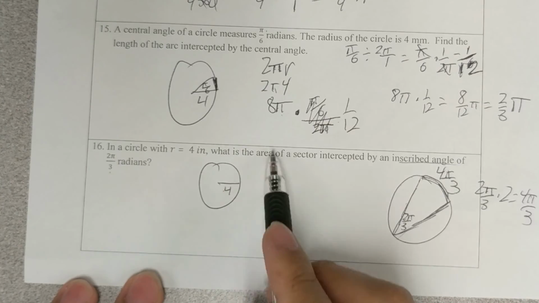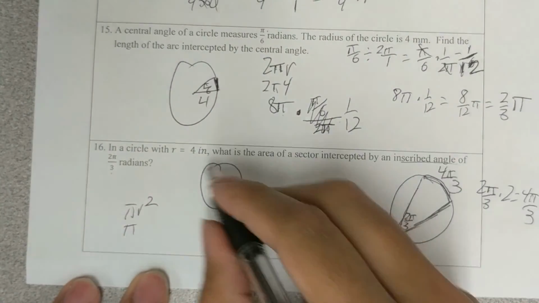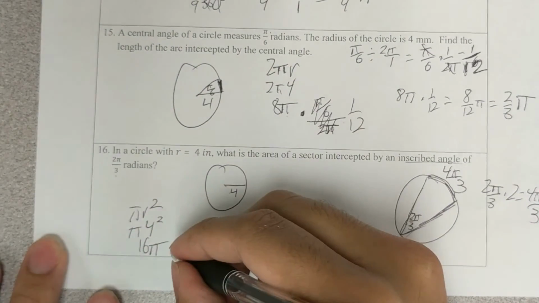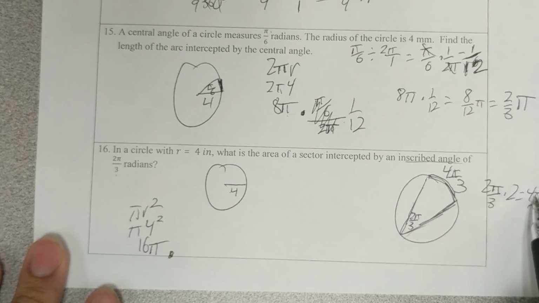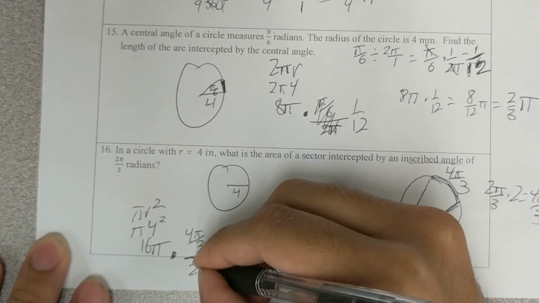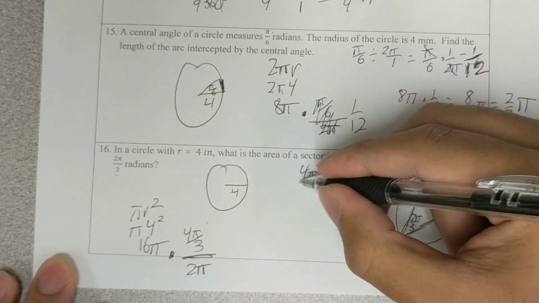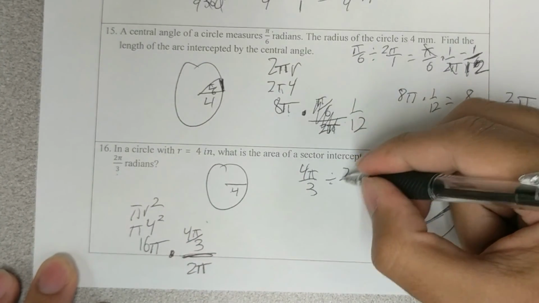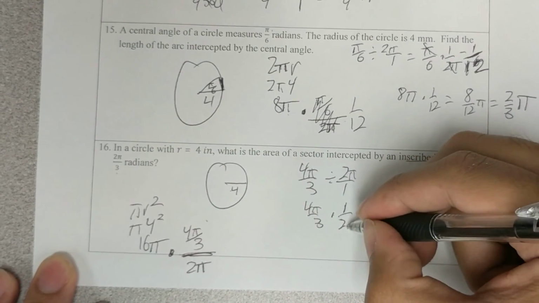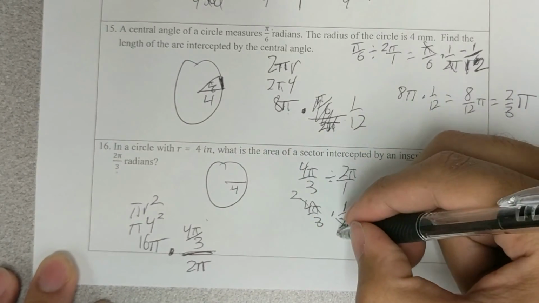Okay, so the full area of the circle would be pi r squared. In this case, r is 4. So the full circle is 16 pi, but what fraction of it do we have? The part we have is 4 pi over 3 out of a total of 2 pi. So I'm going to simplify this fraction first. 4 pi over 3 divided by 2 pi. Multiply by the reciprocal of the second number. Cancel out the pi's. Reduce.